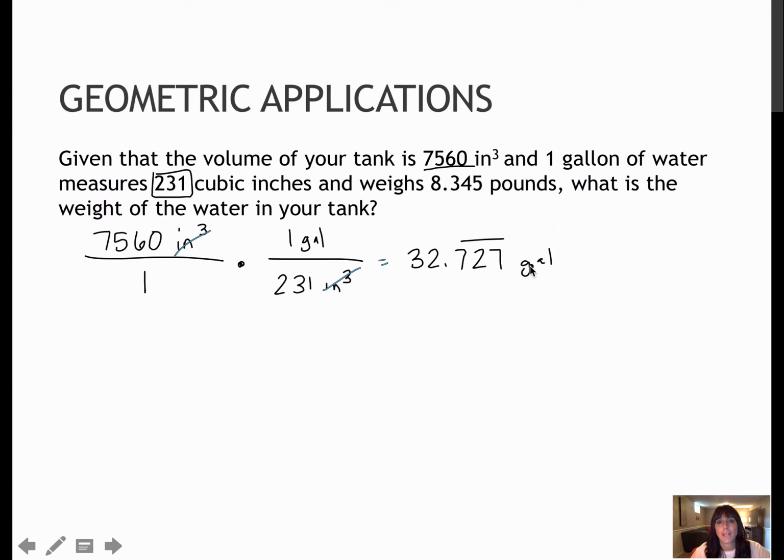Now I have gallons, and I know that each of those weighs 8.345 pounds, so I'm going to multiply that times 8.345, and that should give me pounds. I end up with about 273.1 pounds. So that would be the answer to my question, and it is way too heavy for me to carry by myself.